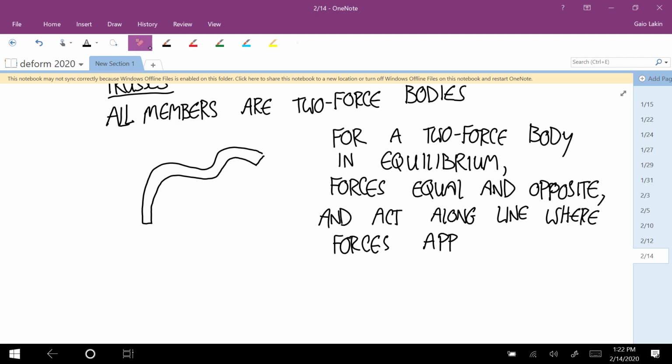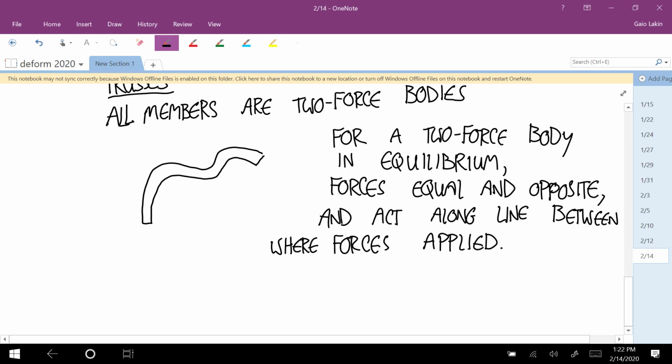A line, I don't know, maybe between where the forces are applied. Okay, so if one force is here and one force is here, there are only two possibilities. Once you identify the line between those two points, it can either be in tension with both of the forces acting away from each other, or it can be in compression and those two forces are pointing towards each other along that line.